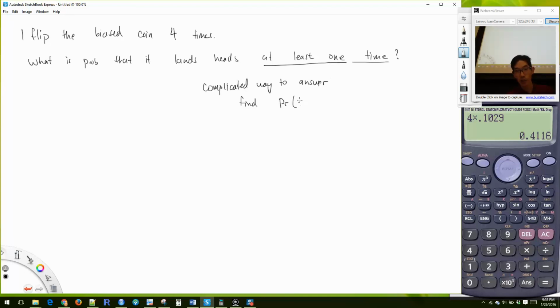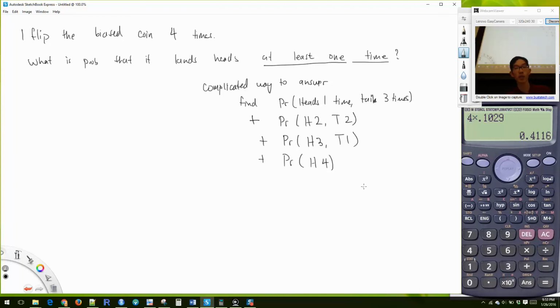We would find the probability of heads one time, tails three times, plus the probability of heads two times, tails two times, plus the probability of heads three times, tails one time, plus the probability of heads all four times. Now, we've actually calculated heads all four times. We found that earlier to be 0.2401. We found this one on the previous slide to be 0.4116. But then we would have to do this math and this math, and I don't feel like doing that. There's an easier way.